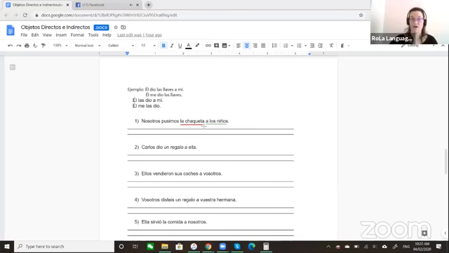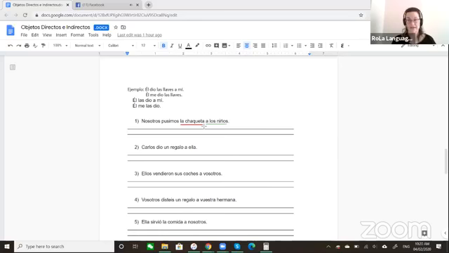Now, to put it all together, to put both the direct and indirect in the same sentence, we're going to have, again, "nosotros les la pusimos." So again, les represents a los niños and la represents la chaqueta.